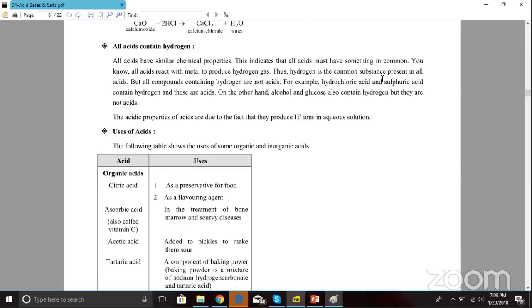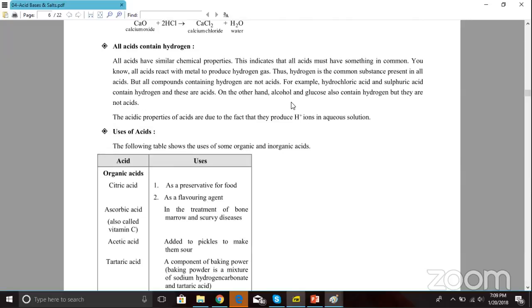So all the acids must have something in common. We know that when all the acids react with a metal, they produce hydrogen gas. So hydrogen is the common substance present in all the acids. But all compounds containing hydrogen are not acids. So how can we know whether it is an acid or not? When dissolved in water, it should be capable of producing H plus ions. Then we call it an acid.